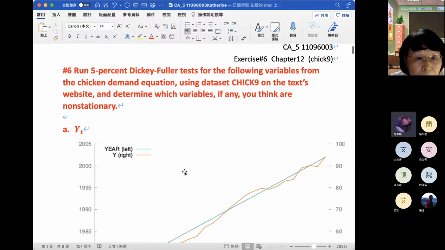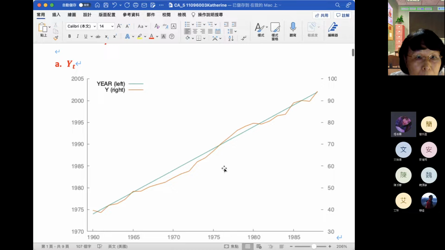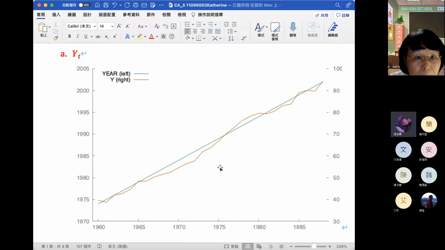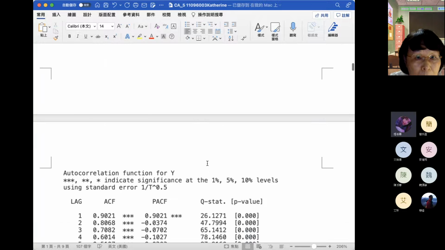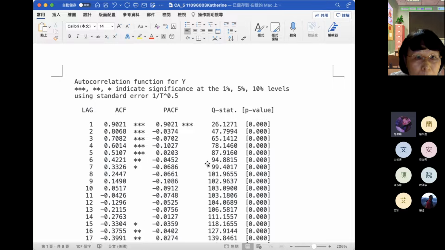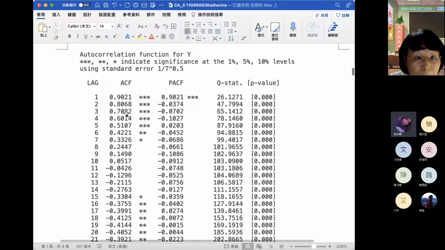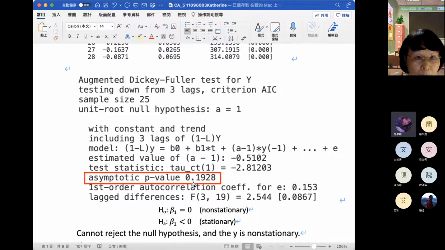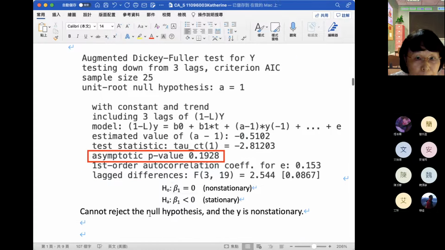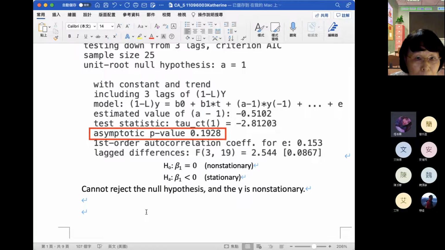For Y, we can see the graph shows it is non-stationary, and the autocorrelation function for y is close to 1, so it is non-stationary too. And here the p-value shows 0.1928. It cannot reject the null hypothesis, and Y is non-stationary.